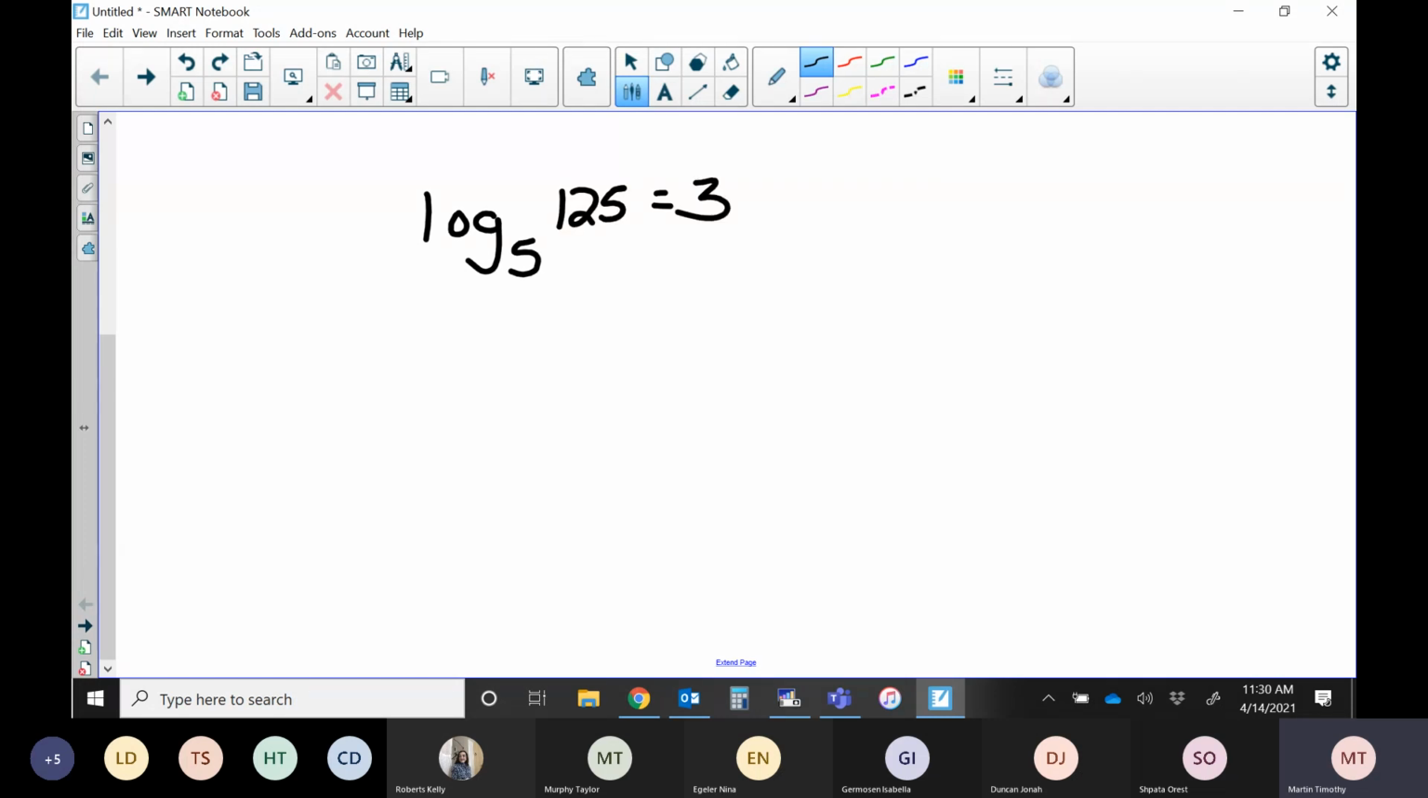What form is that in? Log form. I don't know how it's called. It's log. This is called log form. So what are we going to change it into? Change it into exponential.